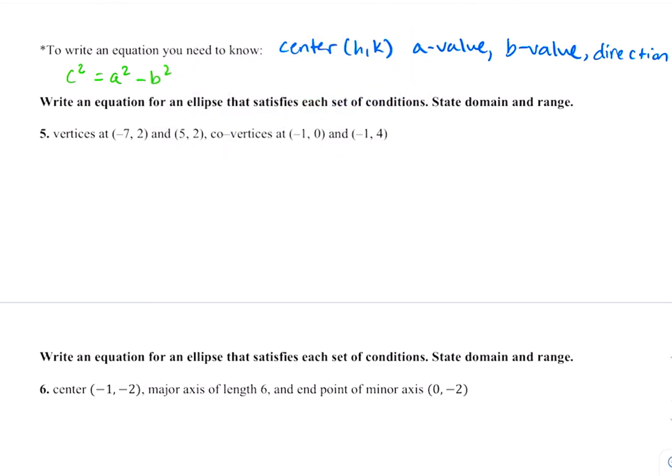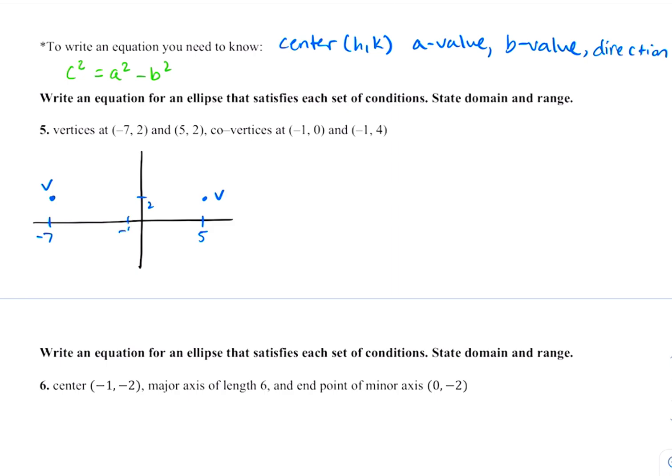So again, I start by doing a rough sketch of the information that I'm given. One of the vertices, we are going left 7 and then up 2. And my other vertex, we are going to the right 5, up 2. And then for the co-vertices we are going left 1, and then left 1 up 4.